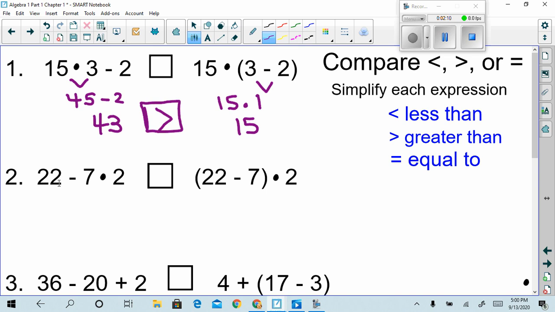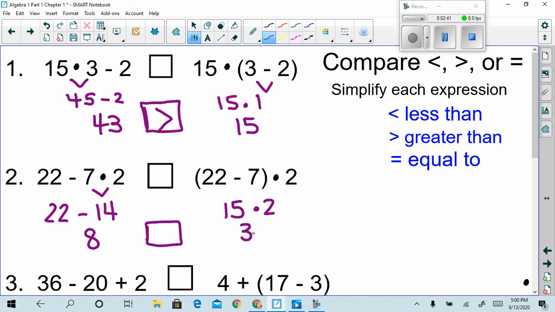Number 2, I see subtraction and multiplication. My rules tell me I should multiply first. I'm going to subtract. I'll get 8. In a moment, I'll be comparing that to the next side, where I'm going to simplify what's in here first. So that's going to be 22 minus 7, which will be 15, times 2, which is 30. And my statement now will say that 8 is less than 30.